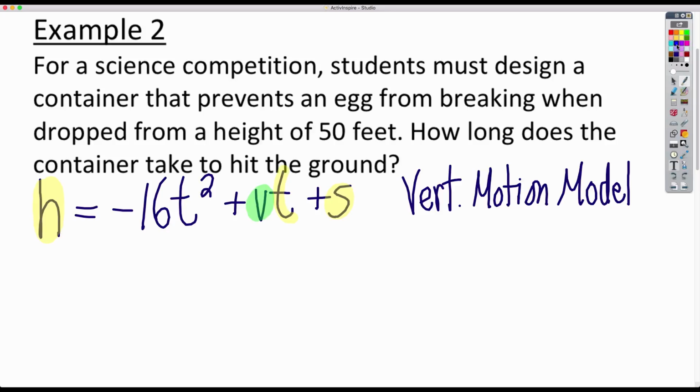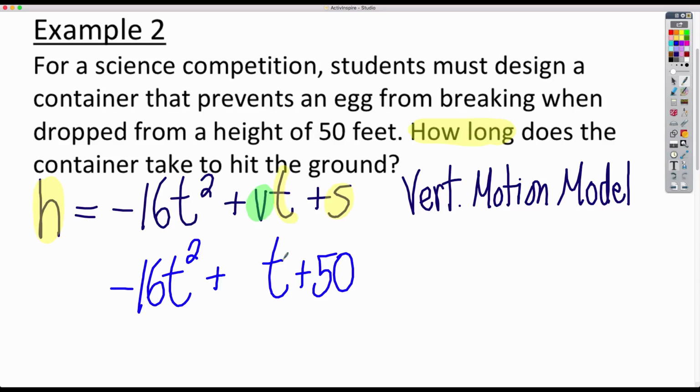We know the start height. What's the start height? 50. So that's going to be right here. The negative 16 is going to stay there. We are asking for how long, so we're looking for time. That means the t needs to stay there. So t squared is going to be here, plus a t here. But we need to fill in the velocity and the ending height.